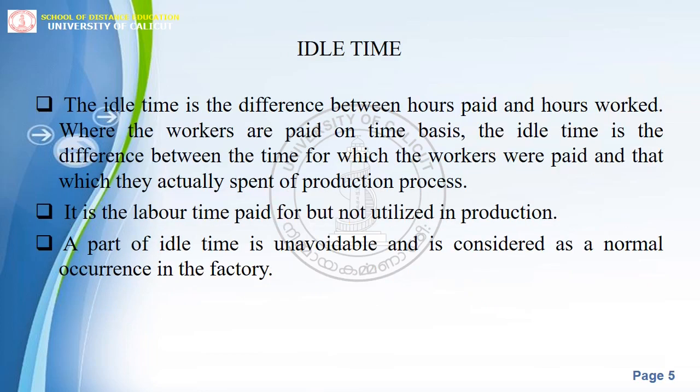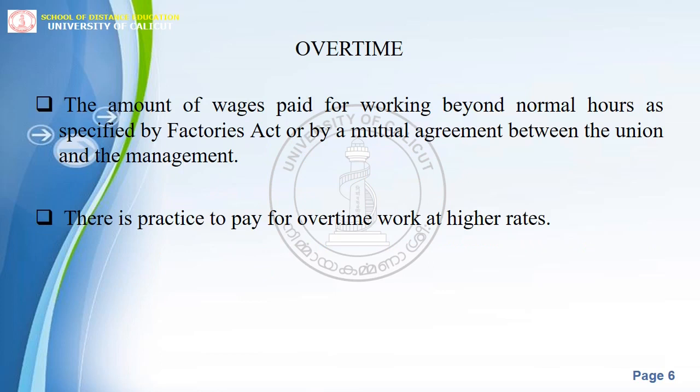Idle time is time paid for but not utilized in production. It is the difference between the hours paid and the hours worked. A part of idle time is unavoidable and is considered as a normal occurrence in the factory. Overtime is the amount of wages paid for working beyond normal hours as specified by the Factories Act or by mutual agreement between the union and the management. There is a practice to pay more during the overtime work.